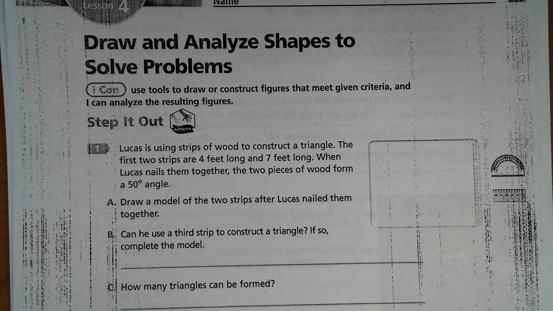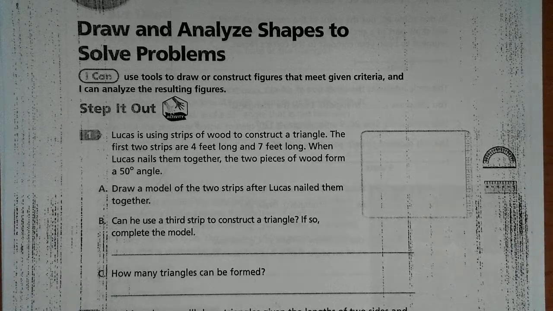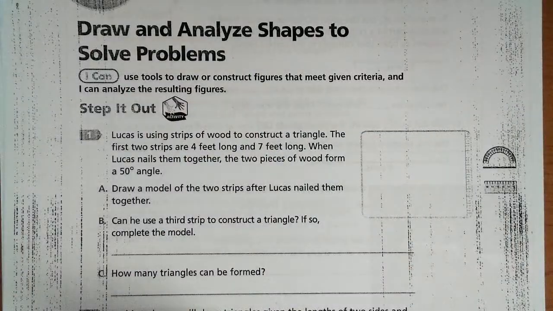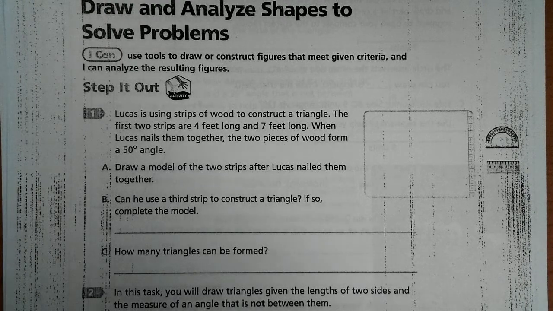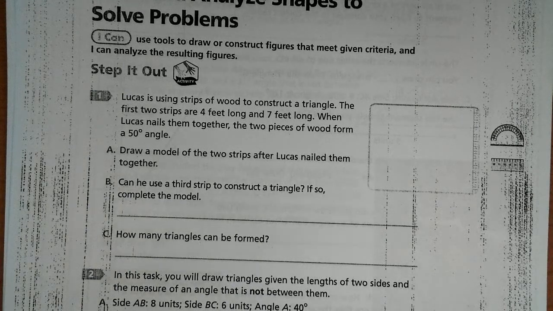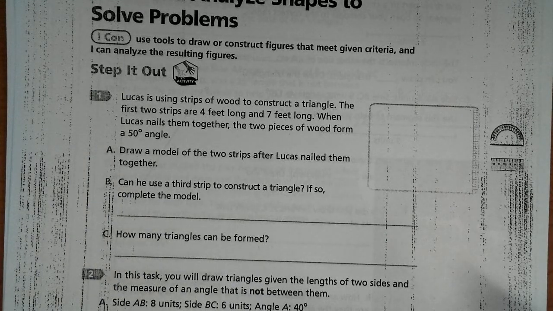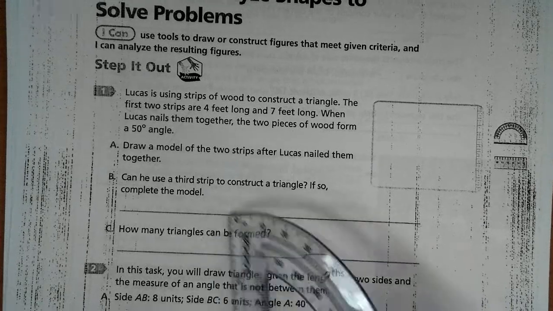All right, so draw and analyze shapes to solve problems. Use tools to draw or construct figures that meet the given criteria, and I can analyze the resulting figures. So we're going to use the rules that we have learned to see if we can draw these figures. It says Lucas is using strips of wood to construct a triangle. The first 2 strips are 4 feet long and 7 feet long. When Nicholas nails them together, the 2 pieces of wood form a 50-degree angle.